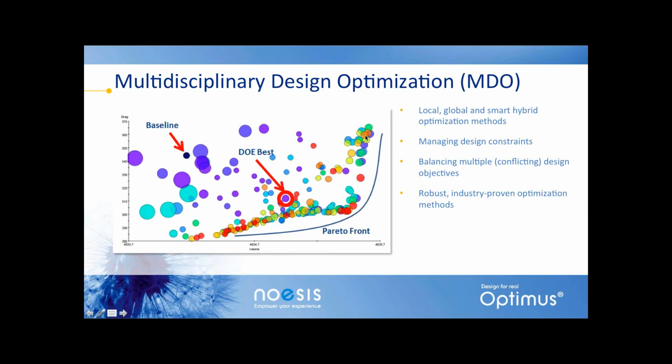So depending on what your engineering requirements are, whether you favor the lower drag or the higher volume, you can pick based on your requirements. So that's the end result of running optimization, this Pareto front, and that's what you're left with to work with very efficiently.